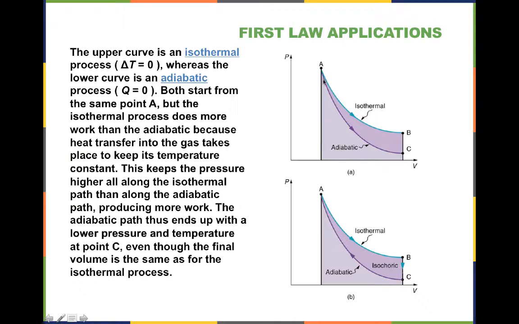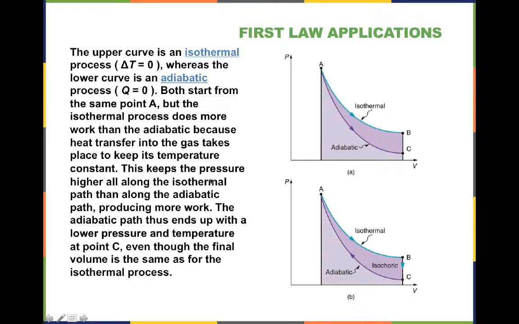On the other hand, if you drop down on this line, then you have no heat exchange. Temperatures do change, but no heat exchange. So from A to C is called an adiabatic expansion. Both of these are expansions because the volume is increasing. Both start at A, but the isothermal process does more work than the adiabatic process because heat transfer into the gas takes place to keep the temperature constant. So the reason that this line is above this line is that heat transfer has to occur in order to keep the temperature the same.